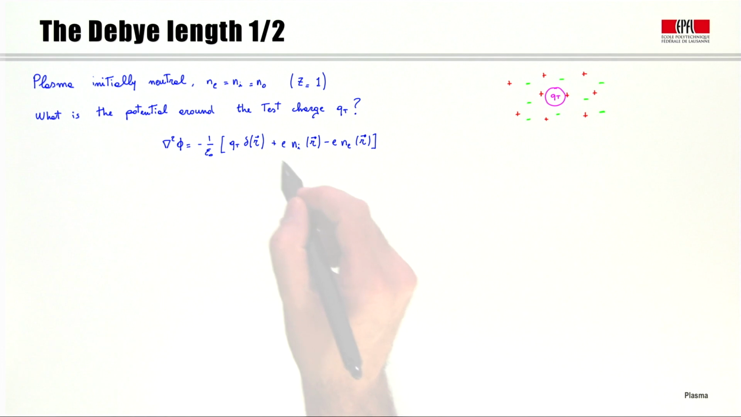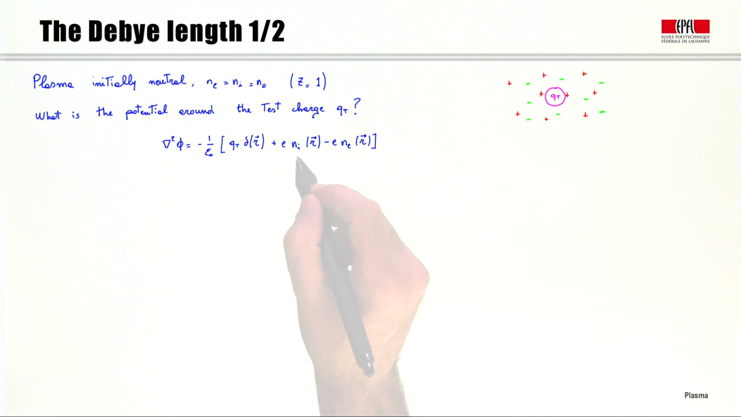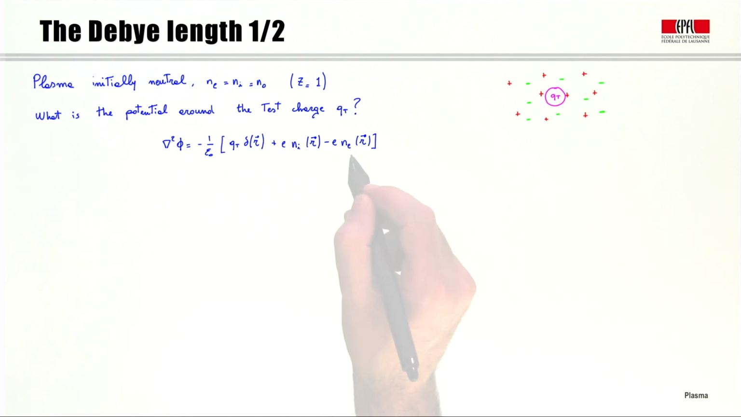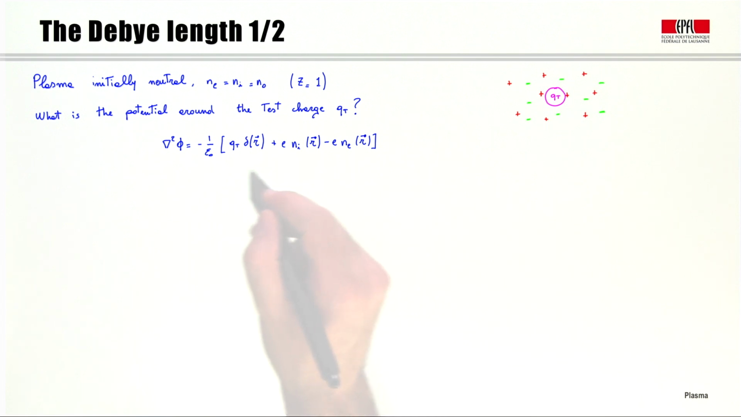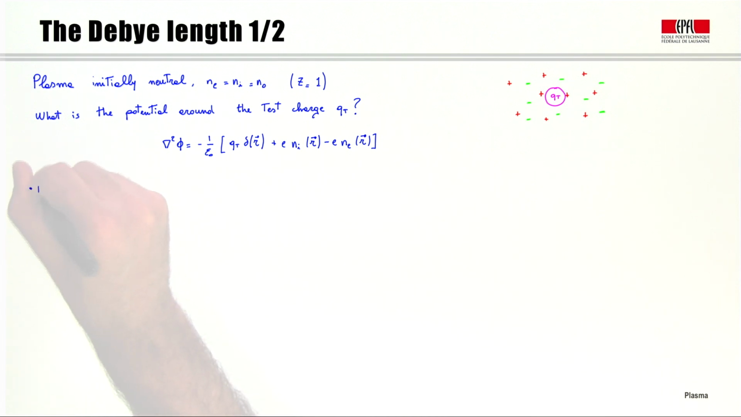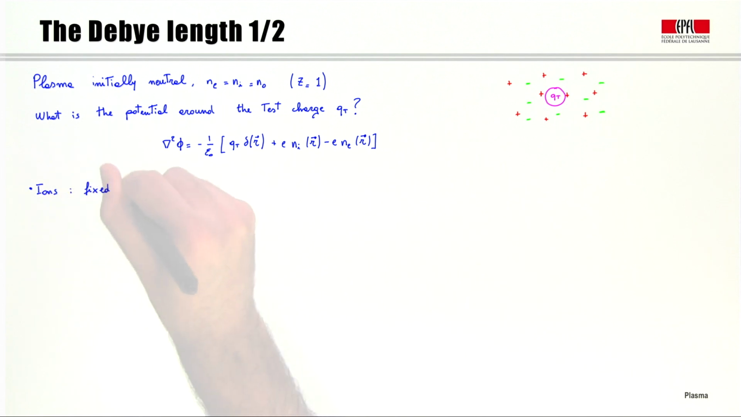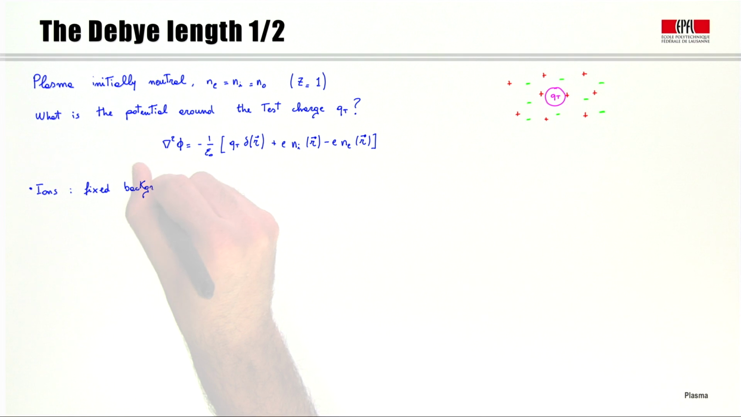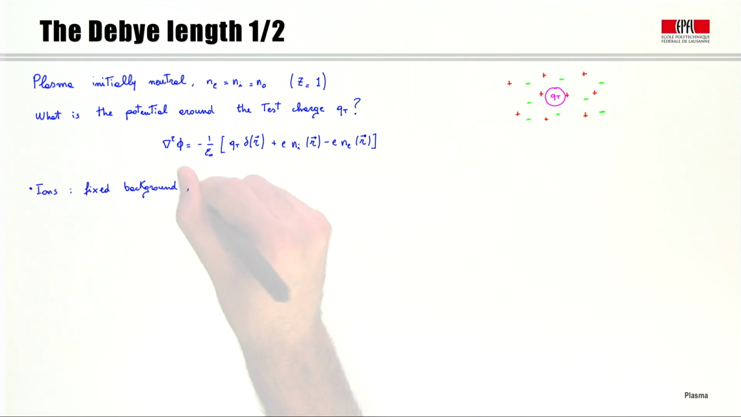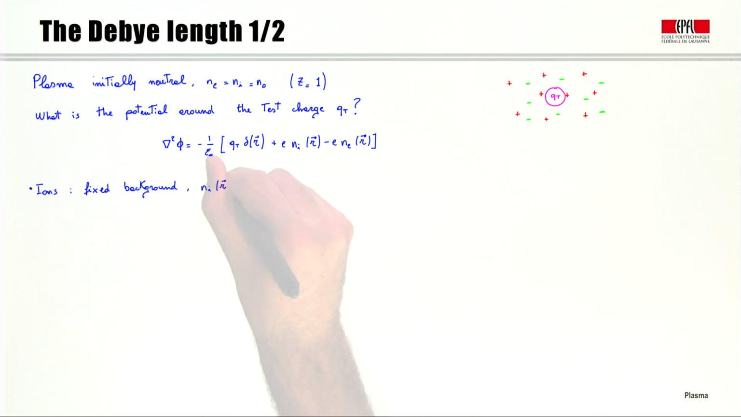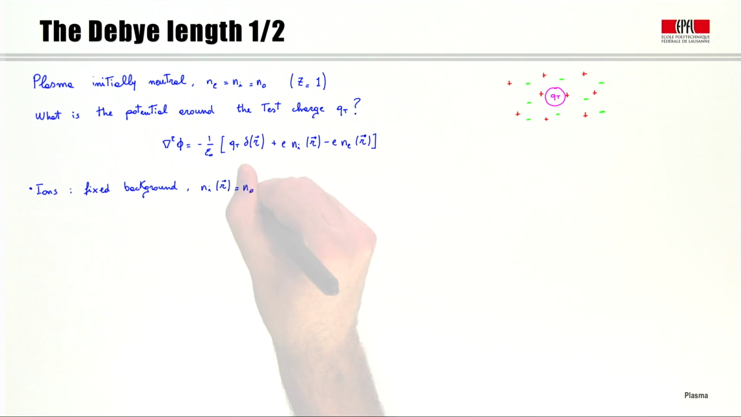Well, in order to make some progress, we have to somehow state what the ion and the electron densities are. For the ions, we say that they are heavy. When we introduce the test charge, they are so heavy that they don't move. So as a first approximation, we can assume that they constitute a fixed positive background with therefore an ion density that is constant and equal to n0.